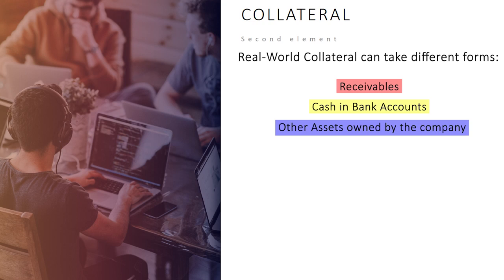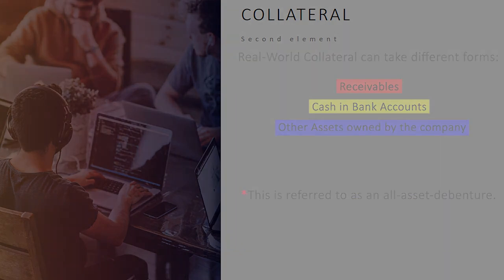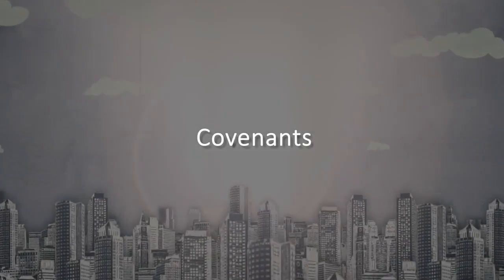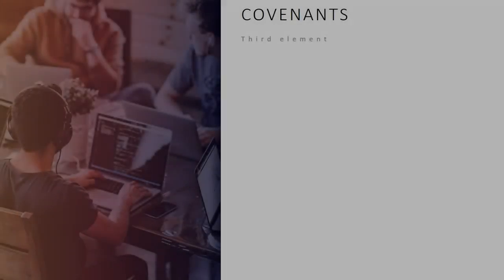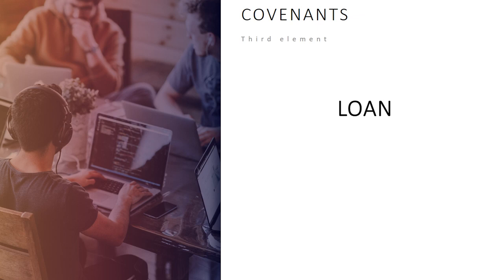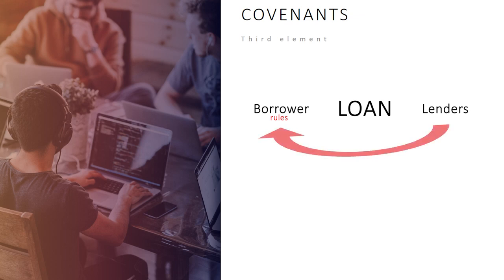And lastly, sometimes the lender may require the borrower to pledge all of his assets as collateral for the loan. This is referred to as an all-asset debenture. Next, let's talk about covenants. Covenants of a loan are the agreements between a borrower and its lenders that the borrower will operate within certain rules set by the lenders.